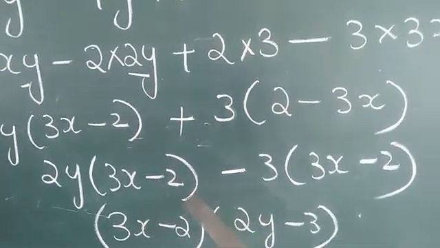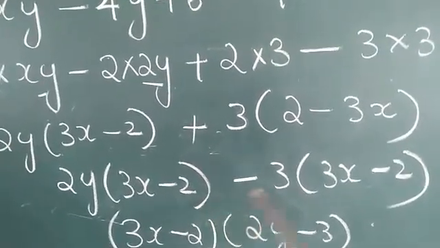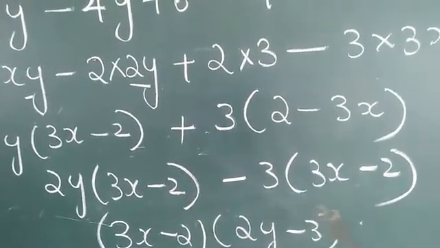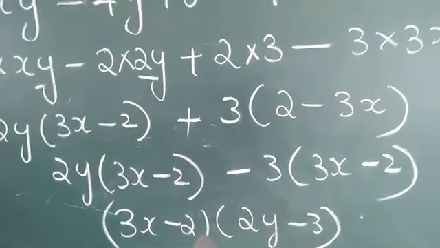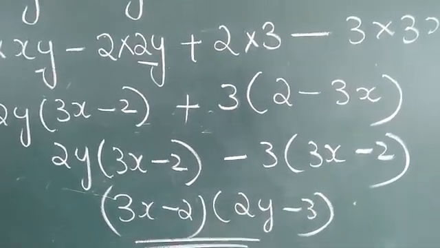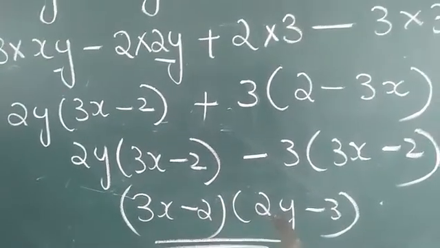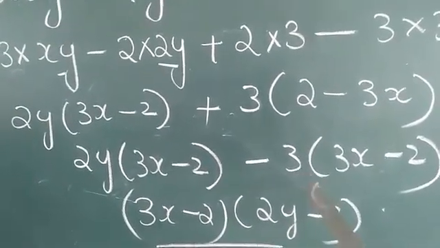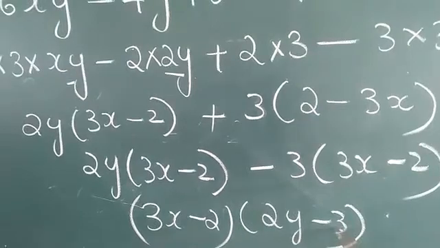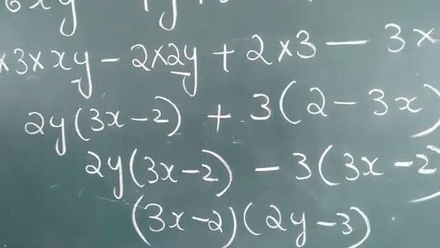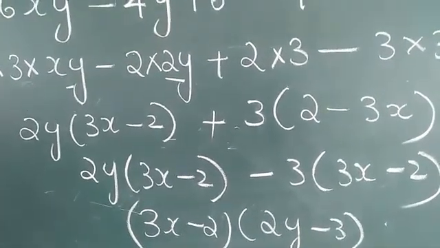Now these are two terms. One term, second term. Here one common factor 3x minus 2 can be outside. Then we can write 3x minus 2, remaining 2y minus here remaining 3. So 3x minus 2 into 2y minus 3 are the factors.